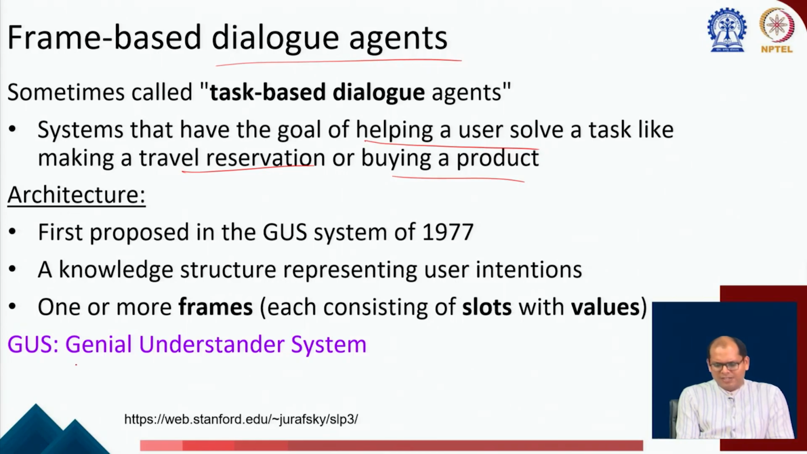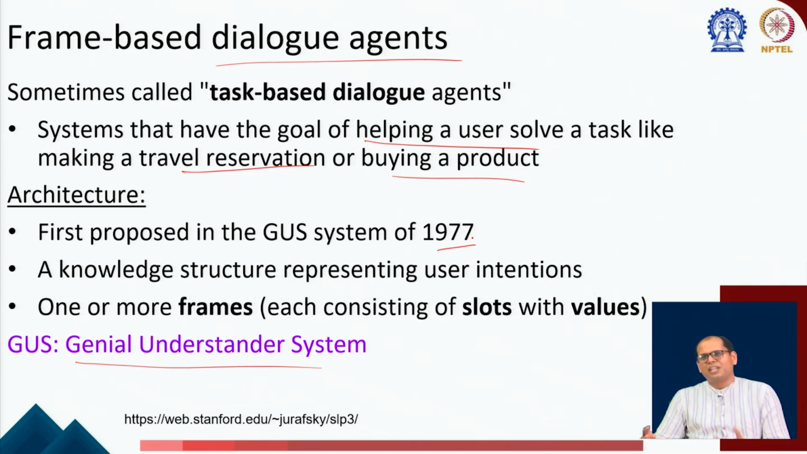And this Genial Understander system, GUS, was proposed in 1977. This was the first proposed architecture for doing it in a very thorough manner and more generalized manner. It can work across domains. It's not about only doing one task, but it can cater to multiple different kinds of use cases. So you have to have a structure that represents user intention. So you define what are the intents the user can have while interacting with this particular system, and you will have frames corresponding to that.